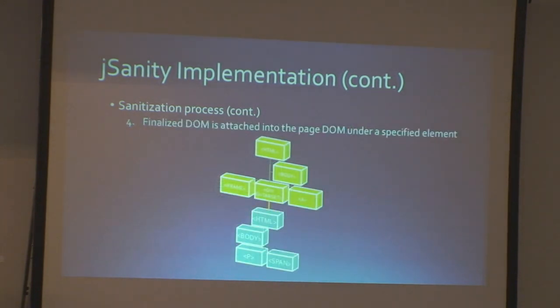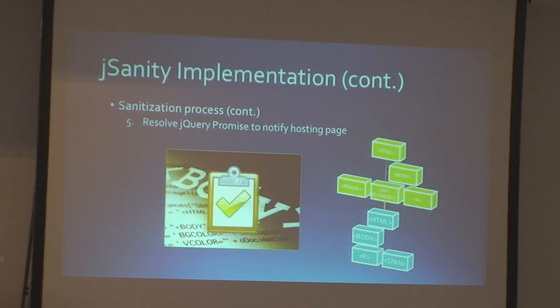Next step is the finalized tree is attached into the DOM of the page under a specified element. And then we resolve a jQuery promise. Because this API is built to be asynchronous, it's an API that you call from within client-side code, and it returns immediately, but later on it tells you, hey, I just finished. Essentially, it gives you a callback, which is the jQuery promise object. It says, I'm done now, and everything is rendered on the page, and that's it.